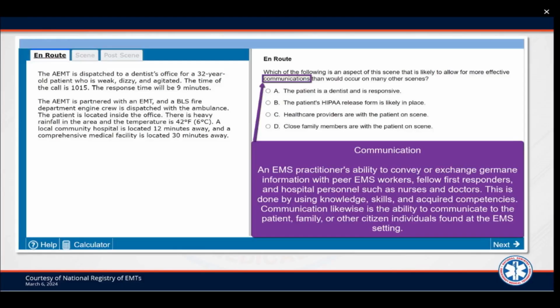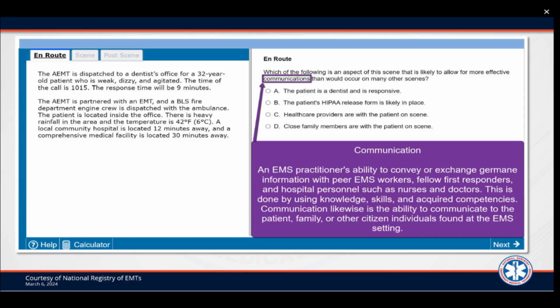This is done by using knowledge, skills, and acquired competencies. Communication, likewise, is the ability to communicate to the patient, family, or other individuals found at the EMS setting. Okay, so we're truly trying to communicate all of this. And again, the question is asking which of the following is an aspect of this scene that is likely to allow for more effective communications than would occur on many other scenes.